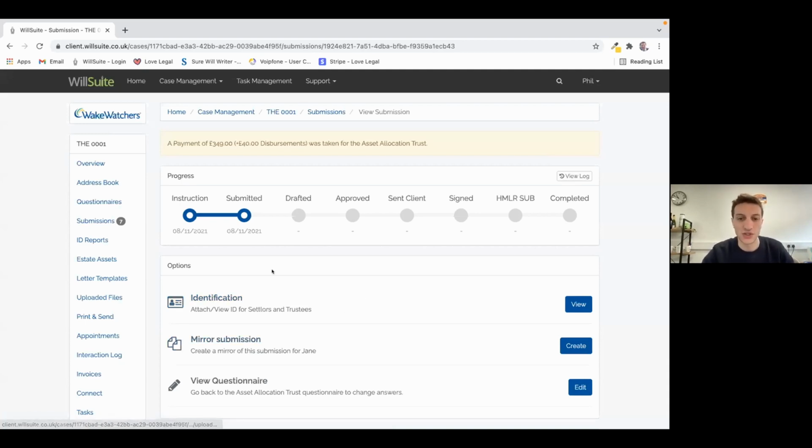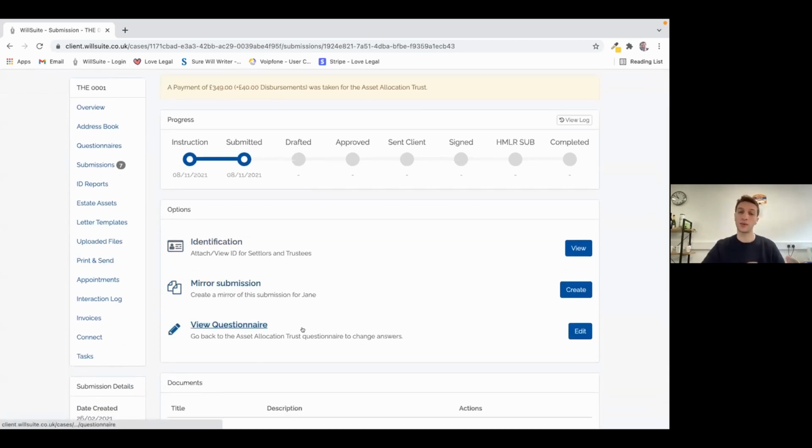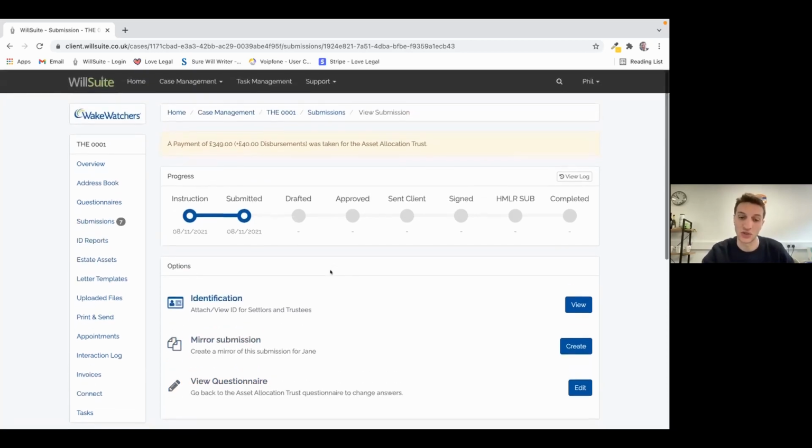Okay, so at that point, what will happen on the end of the solicitor's team, they will look at the documents that the system has automatically drafted, and provided everything has been entered correctly, they will progress the case onto the drafted step. So if we refresh the page now, we'll see that the case is actually, instead of going forward to the drafted step, being regressed to the instruction step.